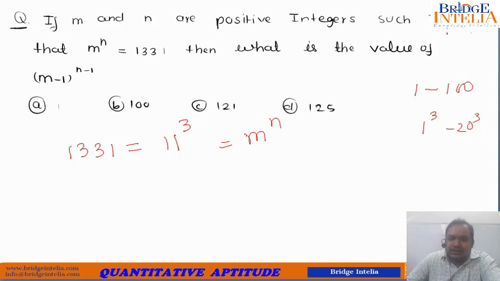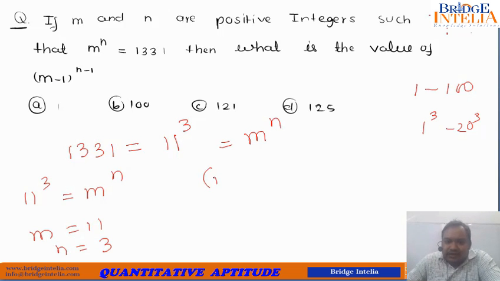So 11 cube is equal to m to the power n, which clearly indicates that m is equal to 11, n is equal to 3. Now let's see what the question is. We have now to calculate m minus 1 whole raised to n minus 1. Now simply substitute.